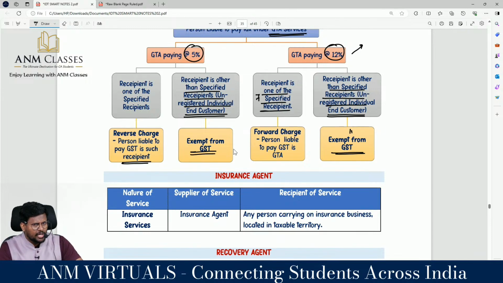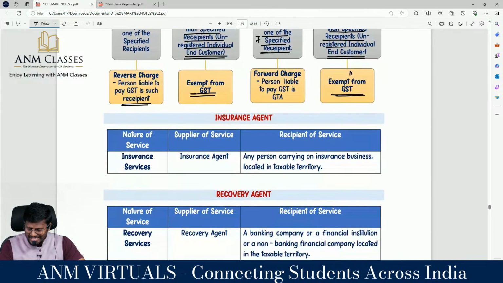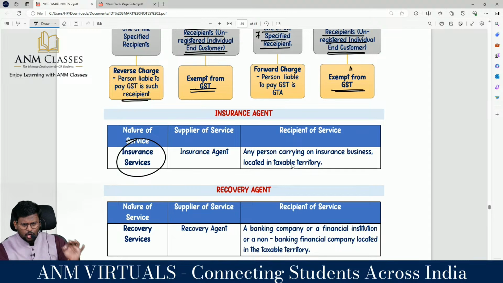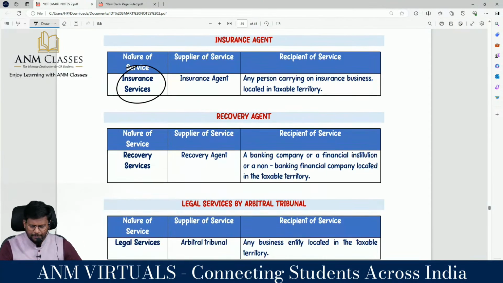G stands for GTA. I stands for insurance agent. Sir, what services will the insurance agent provide? Insurance services. To any person carrying on the business of insurance located in the taxable territory, the recipient is the person liable to pay. Next one, recovery agent. A recovery agent will provide recovery services for a banking company, financial institution or NBFC located in the taxable territory.